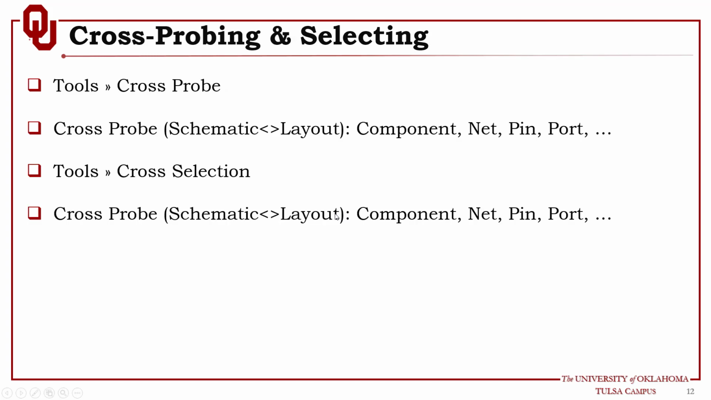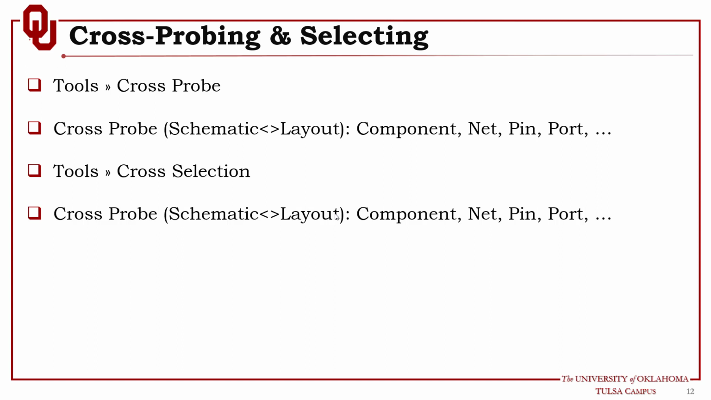So the next is cross-probing and selecting. Now these are very important. Basically, the cross-probing feature is accessed from either the schematic or the PCB editor. You can cross-probe both ways. You can cross-probe in the layout and see the corresponding components, net, and pin in the schematic, and the other way around as well.